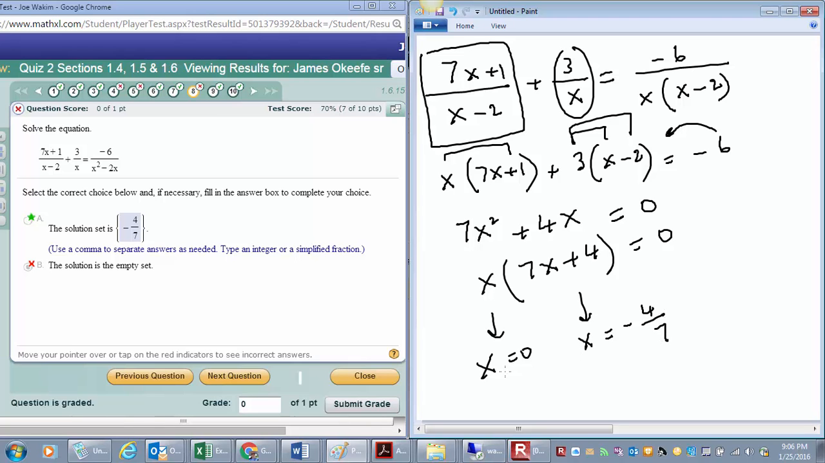Now we're going to make sure that neither this value nor this value will make the denominator 0. Of course, x equals 0. This is 0. A number over 0 is undefined, so we have to reject this value. The negative 4 over 7 is the only solution. So that's the only solution, since it will not make the denominator 0 in any way. All right, so that's it.